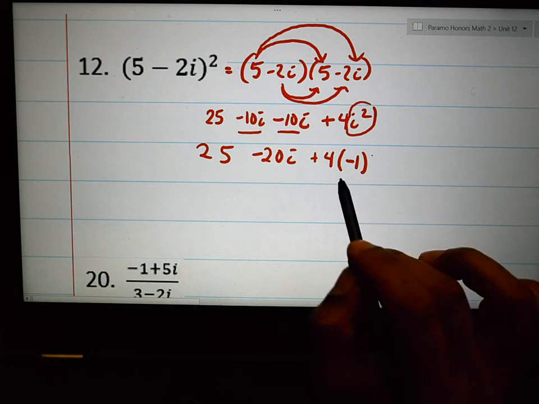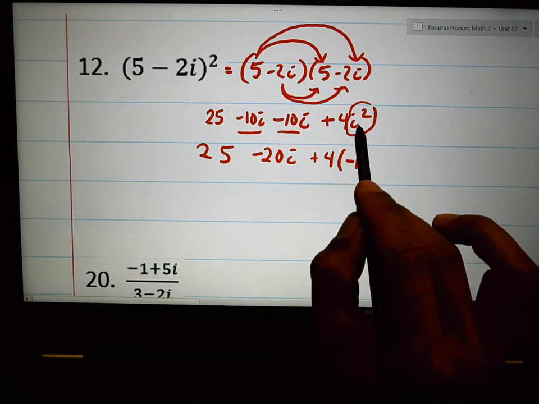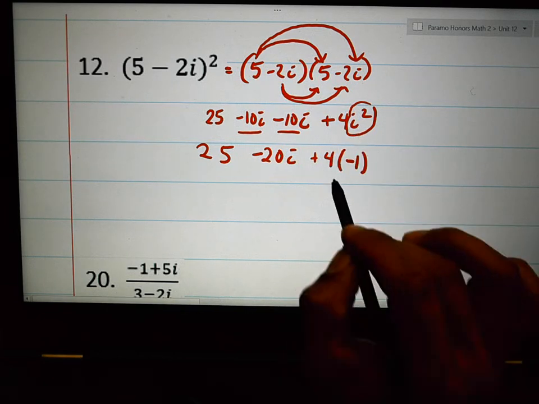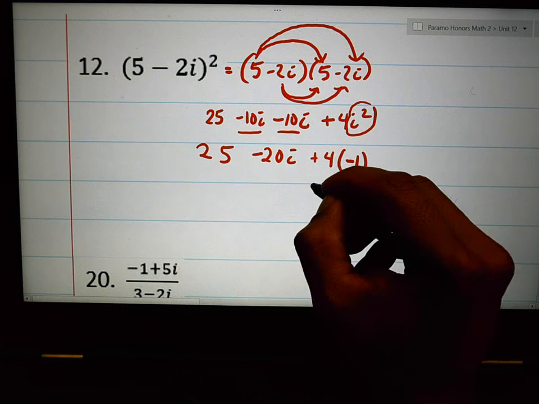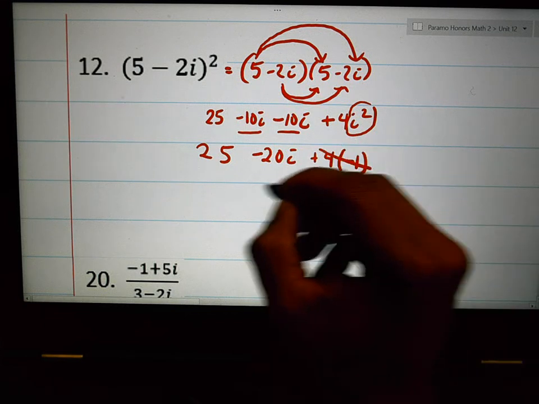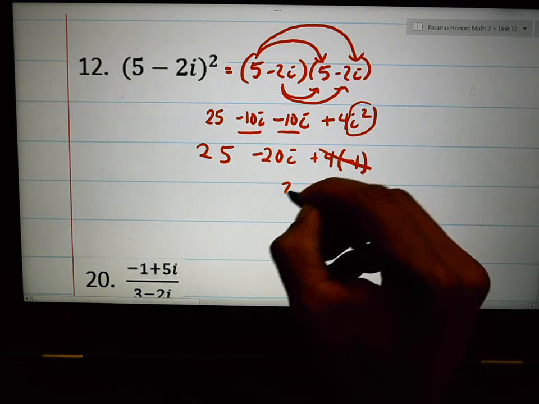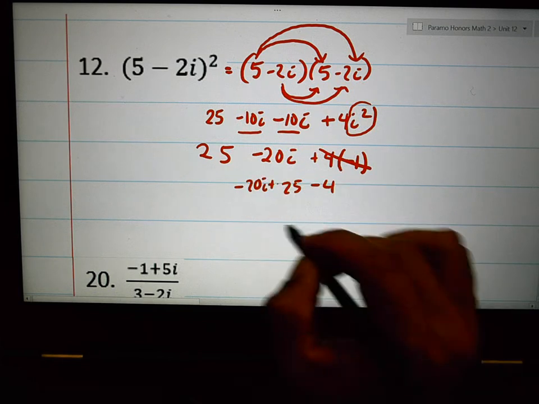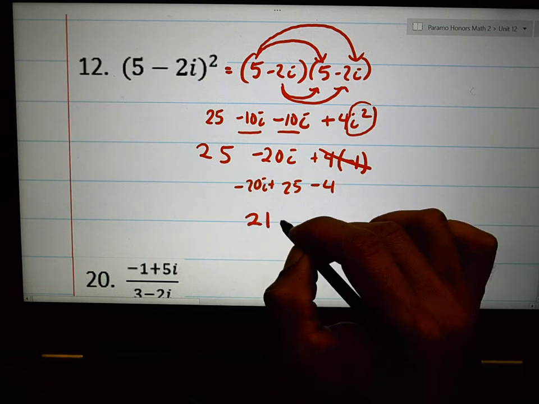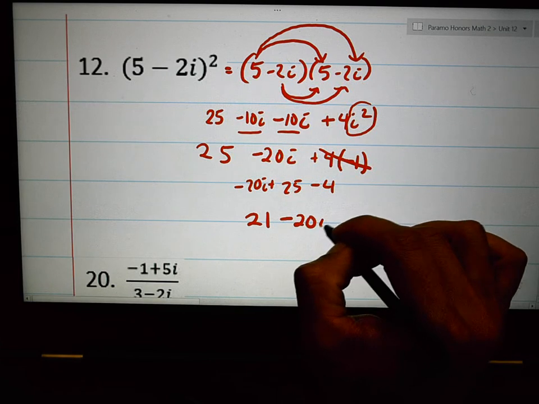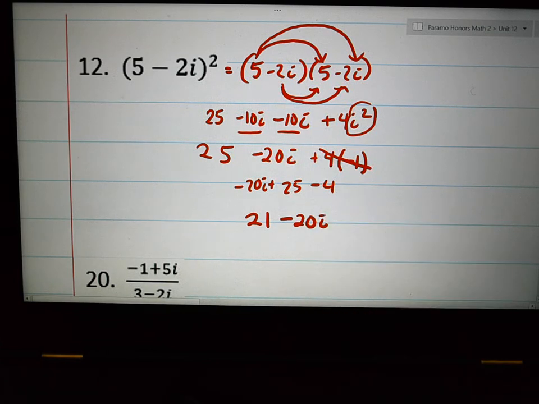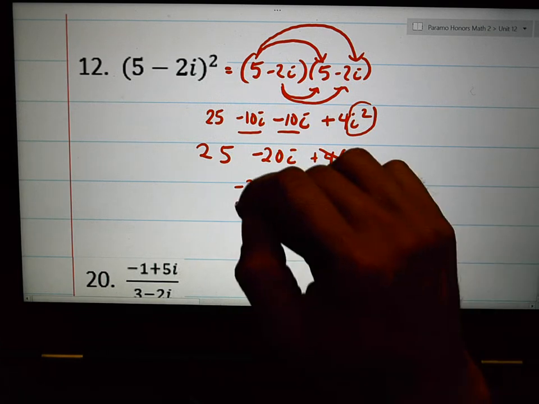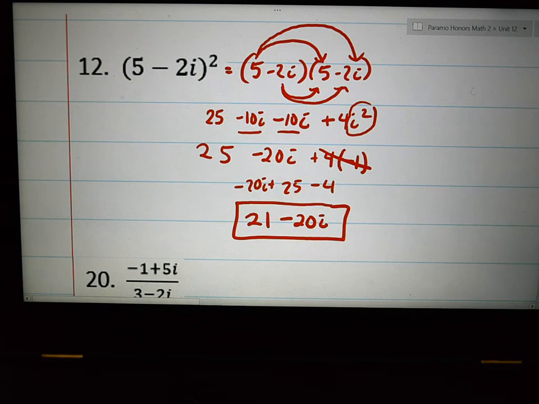And now we have this 4 multiplying the i squared. The 4 is multiplying negative 1. Now that 4 is a negative 4. Can that go together with the 25? Let's put those together. What do we get? We get 21 minus 20i. Is that what you got? And I'm putting it in standard form for my answer.